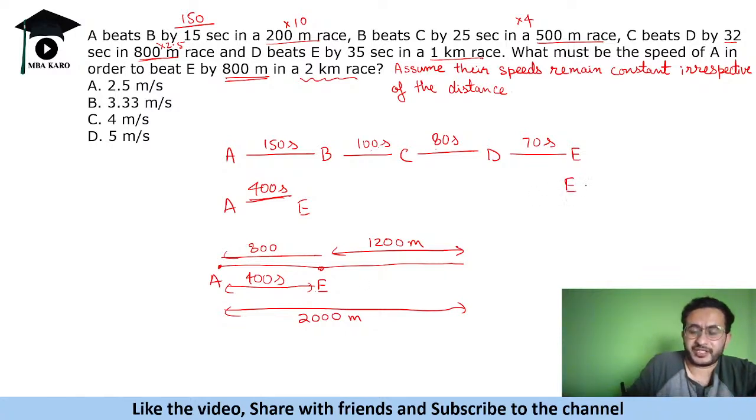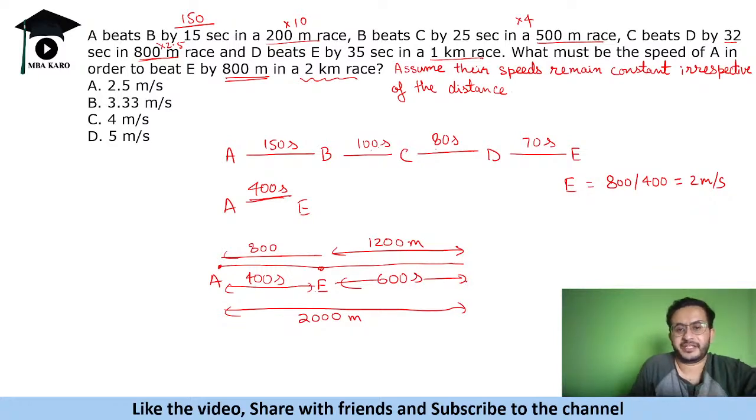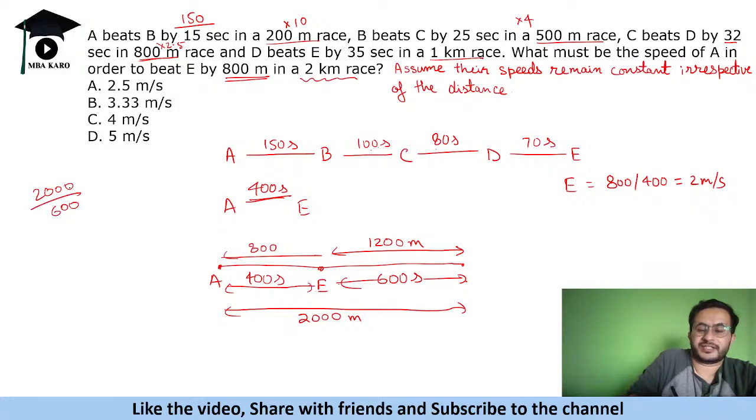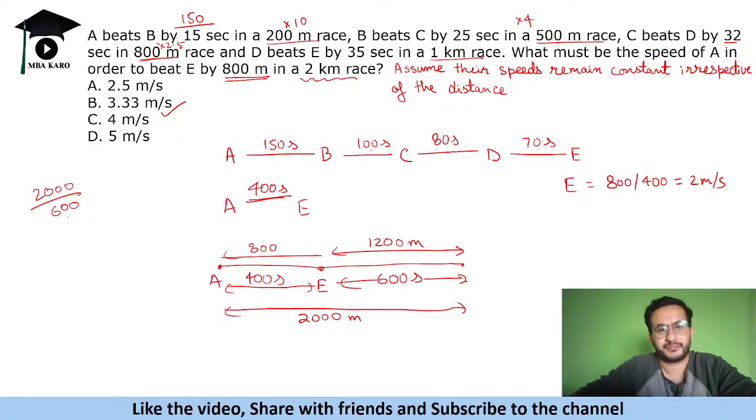So what will be E's speed? 800 by 400, that is 2 meter per second. Okay. E's speed is 2 meter per second. Fine. Now E will cover this distance in 600 seconds. From here to here, E takes 600 seconds. And in 600 seconds, A is completing the race. So A's speed will be 2000 by 600. Because that is the race and this is the time taken. So that will come as 3.33 meter per second.